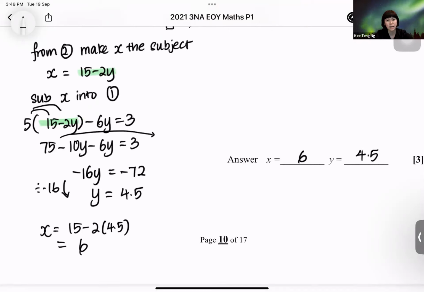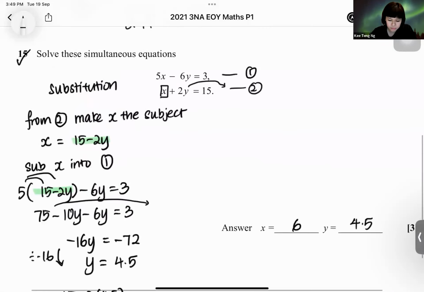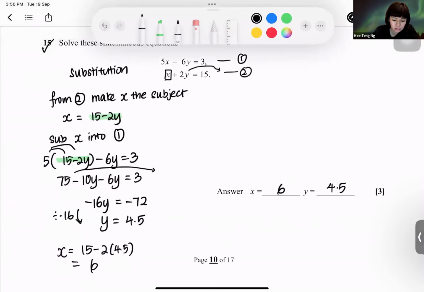Have you gotten the answer? Now, sometimes the answer may end up to be a fraction or whichever. It's okay, as long as you keep the original exact value. Whether you want to use decimal or fraction, it doesn't matter. But of course, if your decimal is not exact, then you will leave it in fraction. Okay, so that's one method.